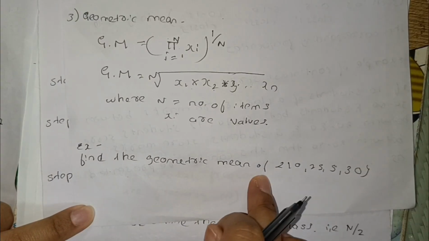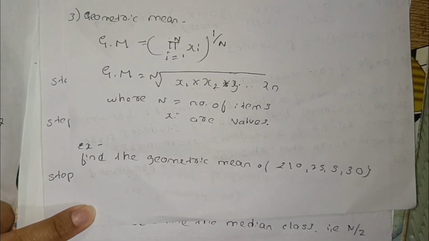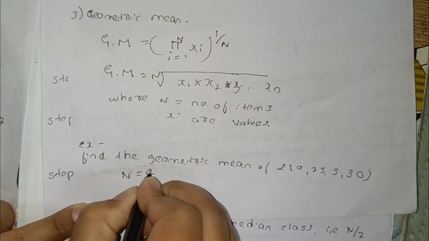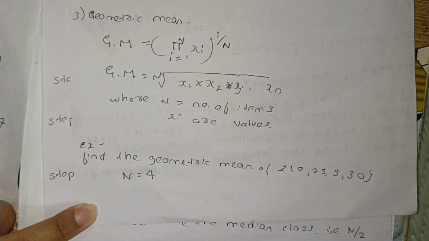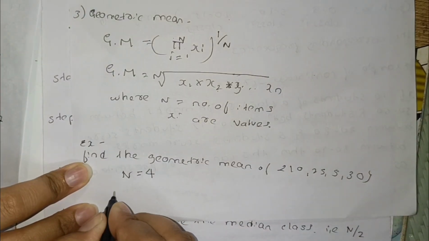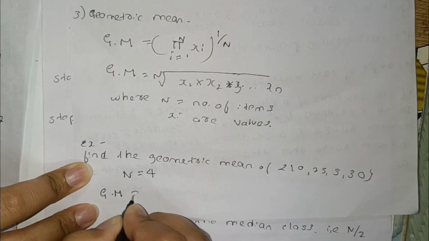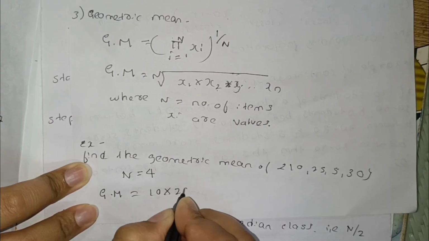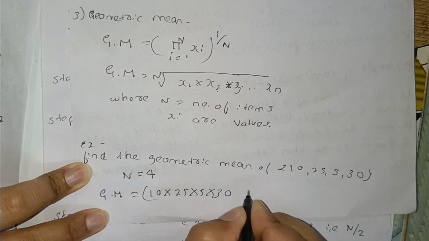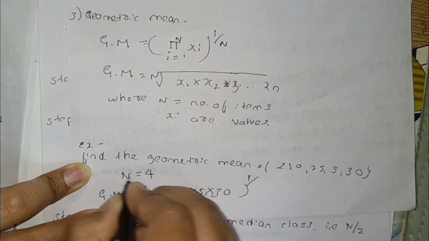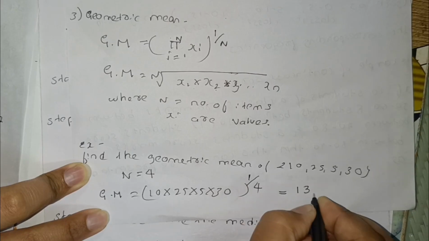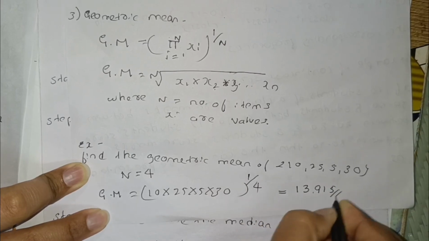Let's see one basic example to find the geometric mean. Here n equal to 4. Geometric mean equal to 10 into 25 into 5 into 13, the whole power of 1 by n, where n value is 4, which is equal to 13.915.